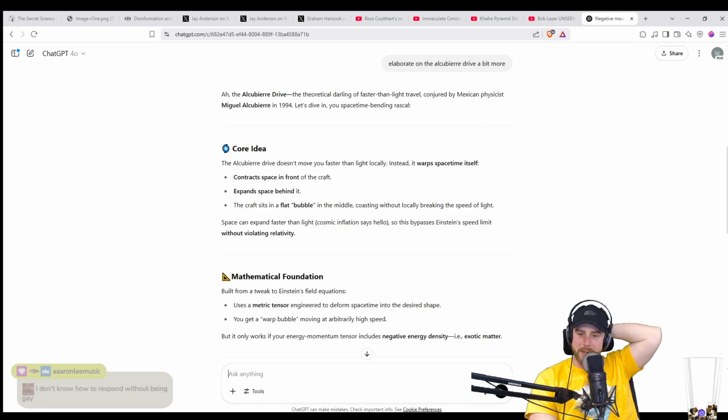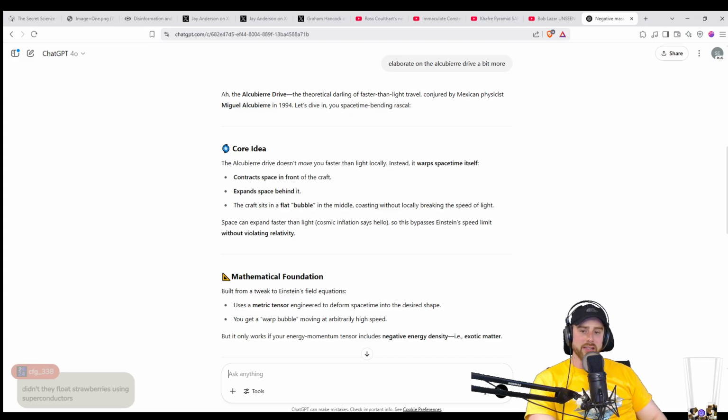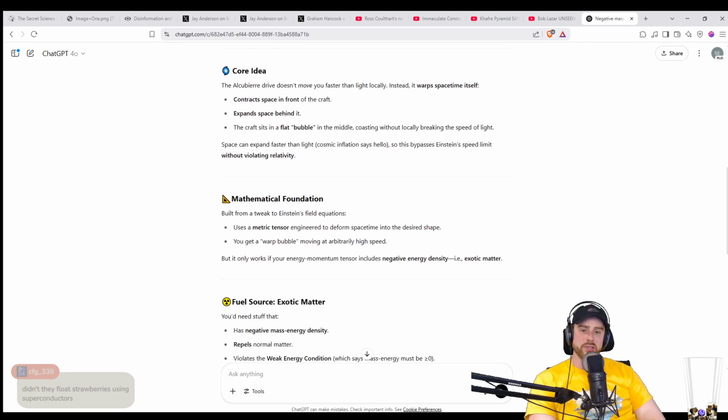So contract space in front of the craft, expand space behind it. The craft sits in a flat bubble in the middle, coasting without locally breaking the speed of light. Space can expand faster than light. Cosmic inflation says so. So this bypasses Einstein's speed limit without violating relativity. I guess, hypothetically, how fast could you go? Built from a tweak in Einstein's field equations using a metric tensor and engineered to deform space-time into the desired shape, you get a warp bubble moving at an arbitrarily high speed, but it only works if your energy momentum tensor includes negative energy density, exotic matter.